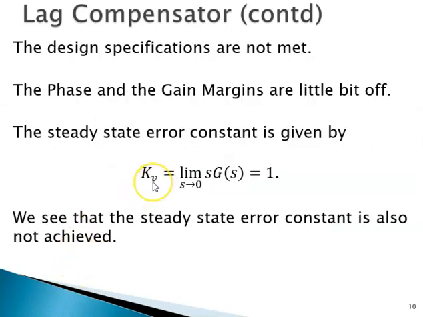We see that both the gain margin and phase margin requirements are not satisfied. The velocity error constant, given by the limit of sG(s) as s tends to 0, is computed to be 1. So the steady state error constant is also not achieved.